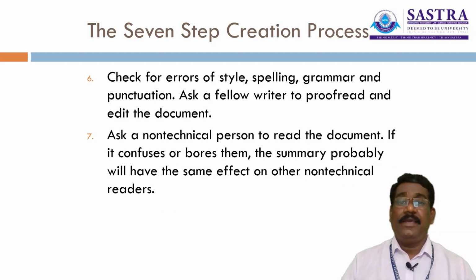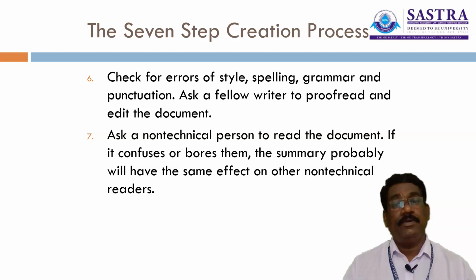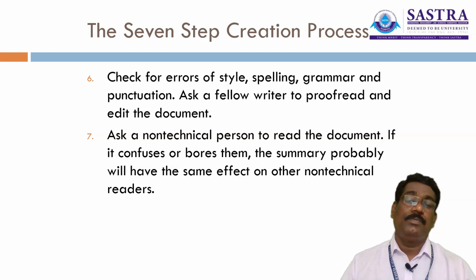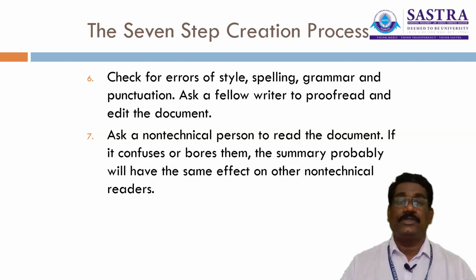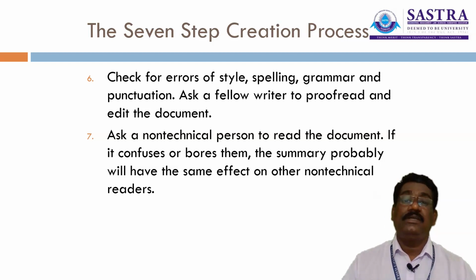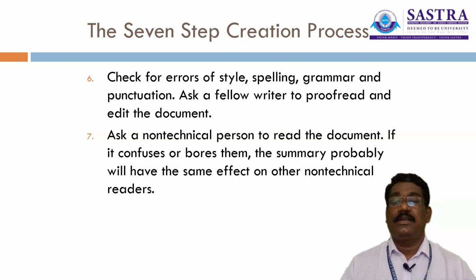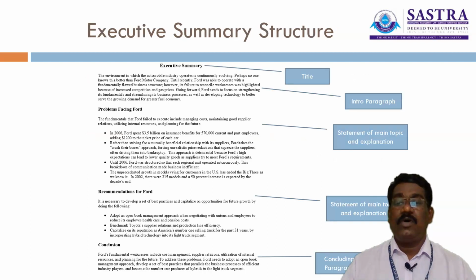The sixth point, what I am trying to insist on here, is to check for errors of style, spelling, grammar, and punctuation. You should be very, very precise and perfect. Ask a fellow writer to proofread before you submit the executive summary, and edit the document properly. Ask a non-technical person to read the document. If it confuses or bores them, the summary probably will have the same effect on other non-technical readers. So these are the 7 steps you're supposed to follow for an executive summary.